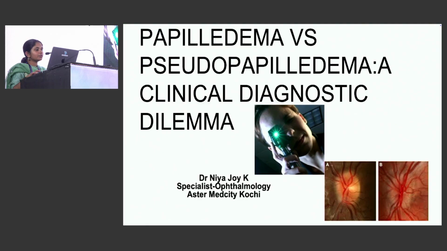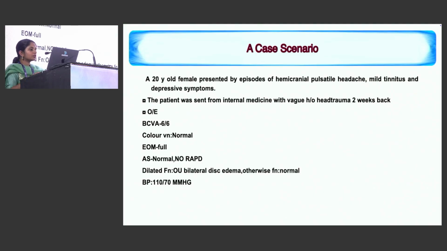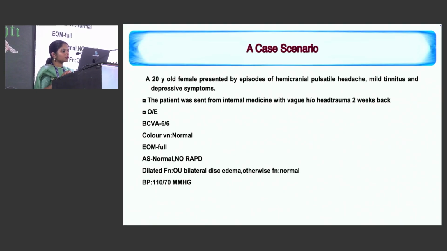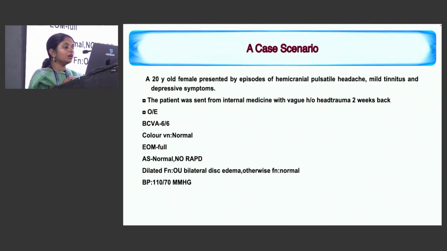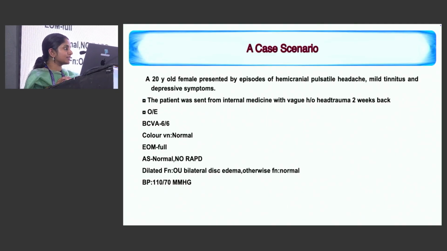Good afternoon, everyone. Today my topic is papilledema versus pseudopapilledema, a clinically diagnostic dilemma. Going to the first case scenario, we have a 20-year-old female presented with episodes of hemicranial pulsatile headache, mild tinnitus, and depressive symptoms. The patient gives history of vague trauma 2 weeks back, and she was sent from internal medicine to rule out papilledema. On examination, her vision was 6/6, color vision was normal, EOM was full, no pain, no diplopia, anterior segment was normal, and no RAPD noted.